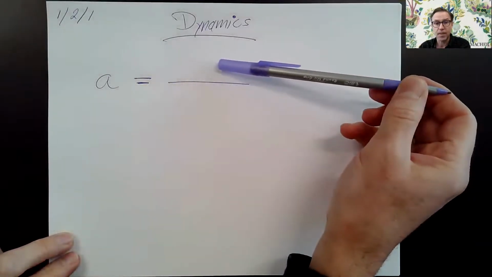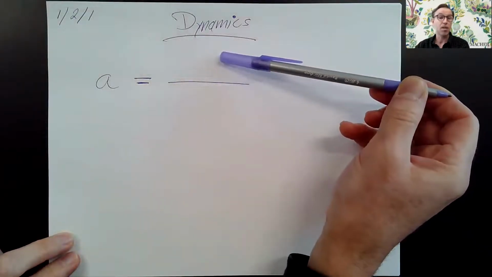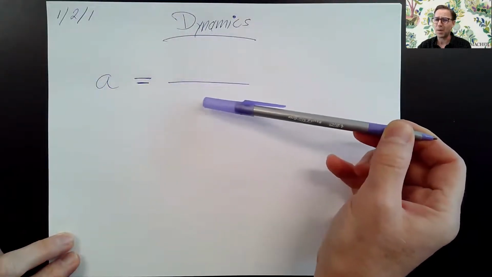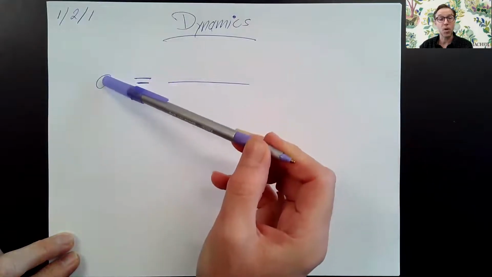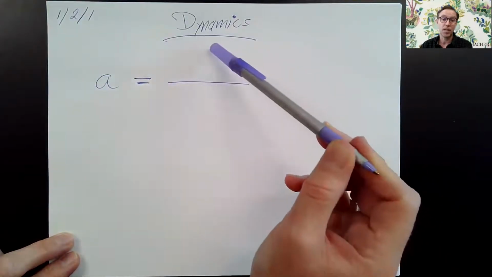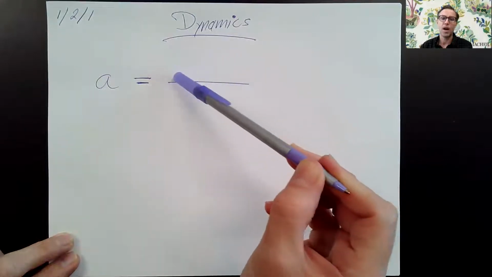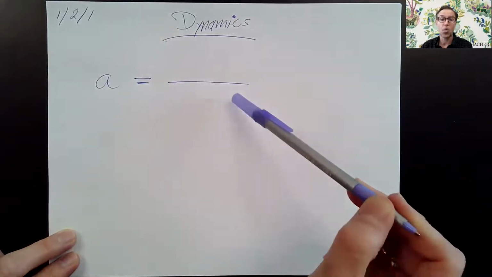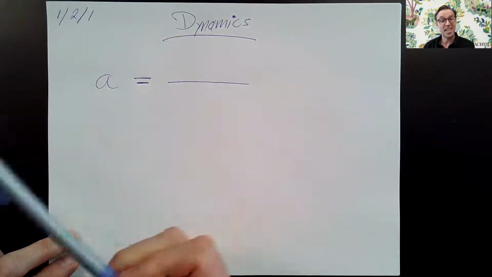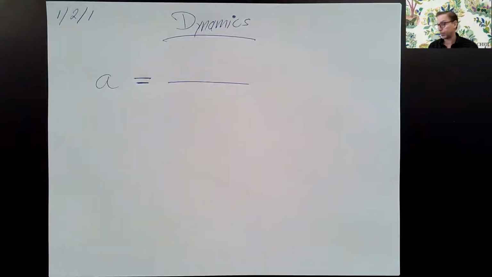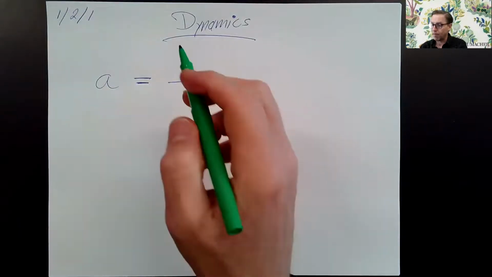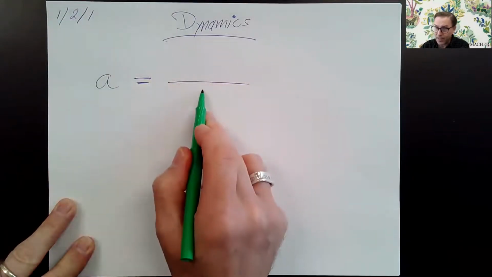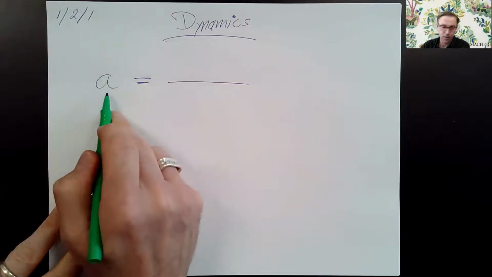What things, if they are bigger, make the acceleration bigger? Well, they would go in the numerator. What things, if they are bigger, would make the acceleration smaller? Those things go in the denominator. So the things in the numerator, and actually there's just one, would be in direct proportion with acceleration. What goes in the denominator would be in inverse proportion with acceleration. In other words, if this increases, acceleration increases. But if this increases, acceleration decreases.